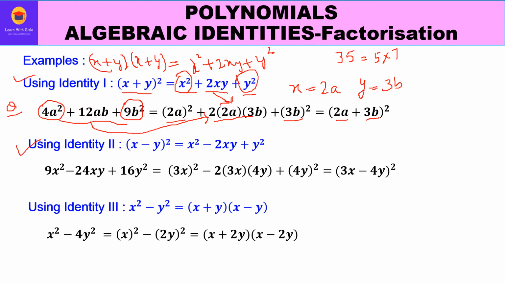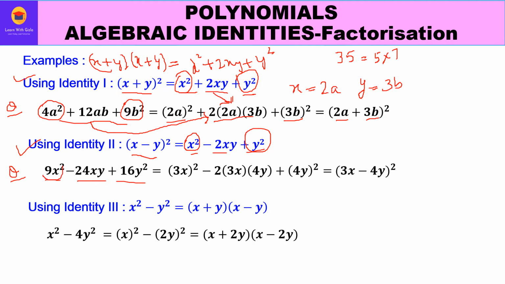Now let us move to the second identity. The second identity says (x minus y) whole square is equal to x square minus 2xy plus y square. If you observe, what is the difference between first and second? Both are whole squares. Again, the only difference is the plus and the minus with the middle term. The middle term is 2xy. Right. Now the question is in the form of the product, right? 9x square minus 24xy plus 16y square. Let us write it in this form of identity.